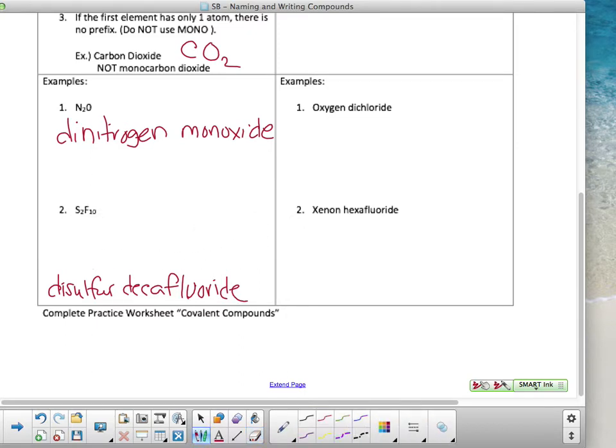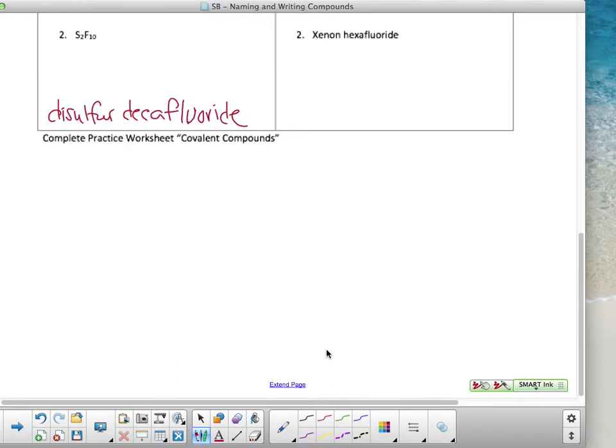Again, if you see something such as CO, my first one here is carbon, but being that I only have one, I do not use the prefix mono. I have one oxygen, but you always must use the prefix mono only on the second atom.